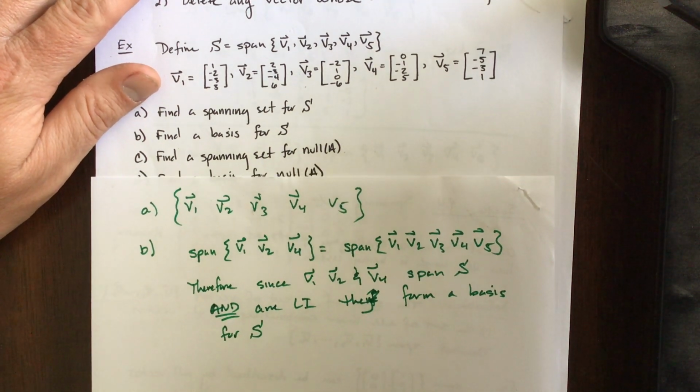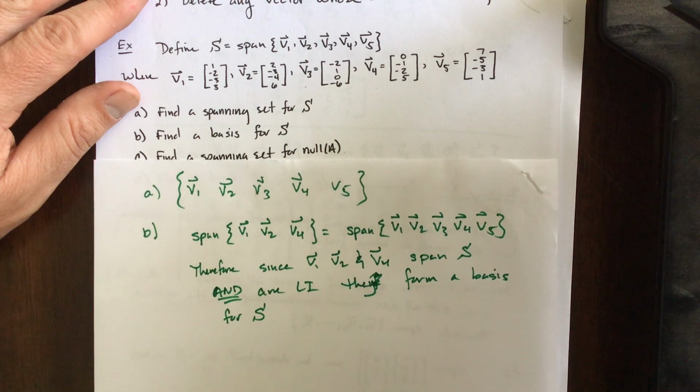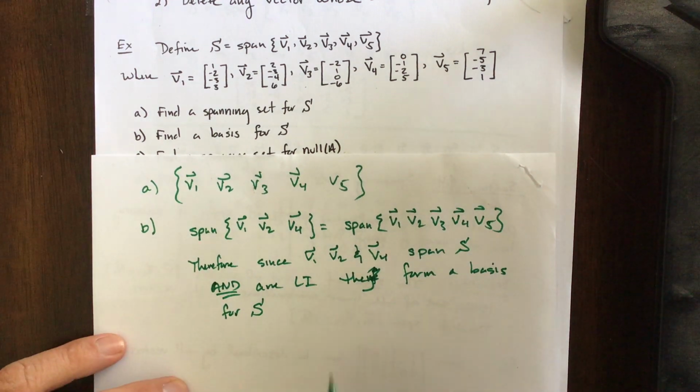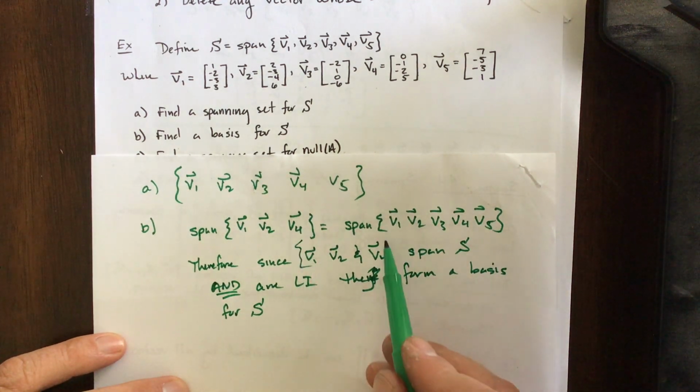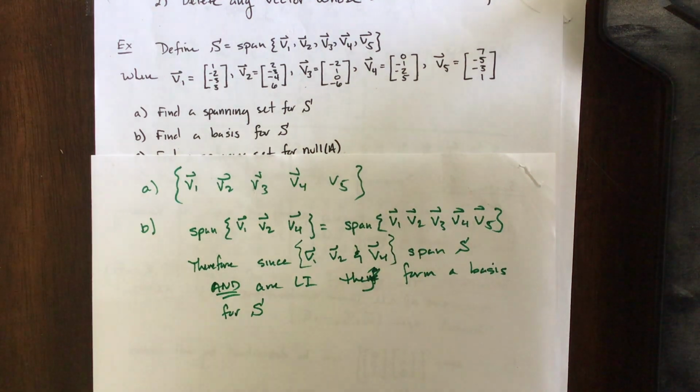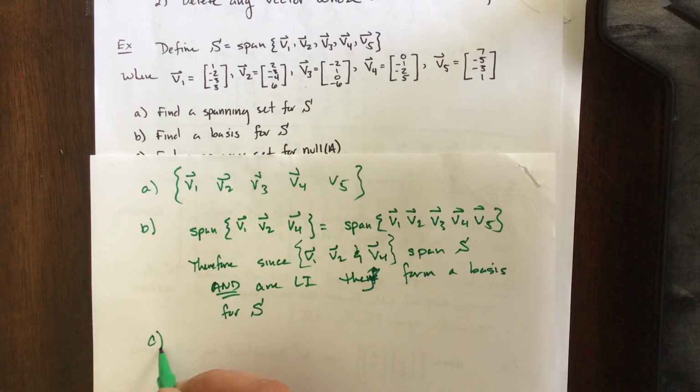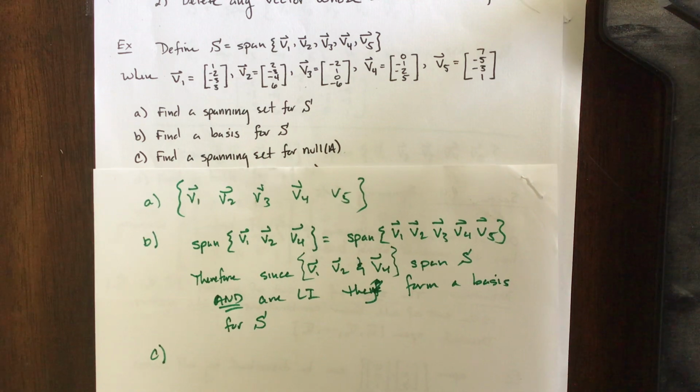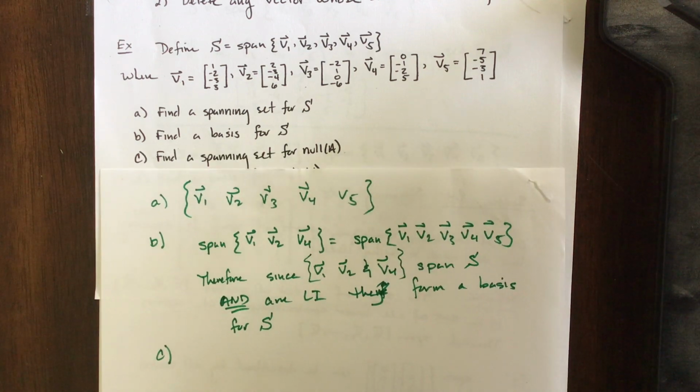So that's part B. A basis for S are the vectors V1, V2, and V4. Letter C. Find a spanning set for the null space of A. What is the null space of A?